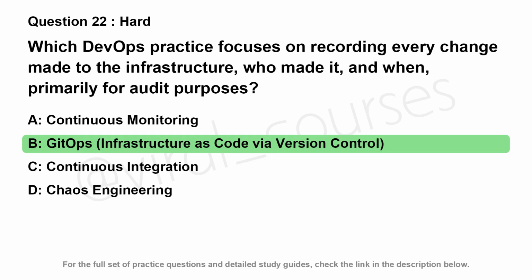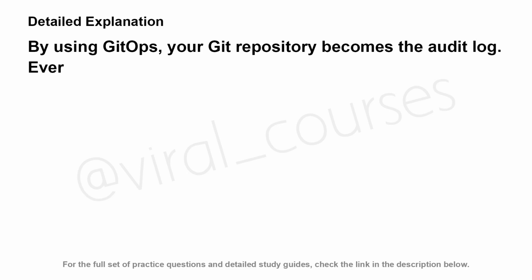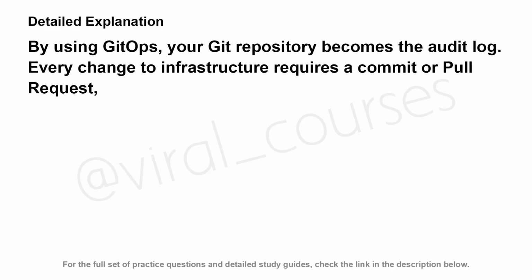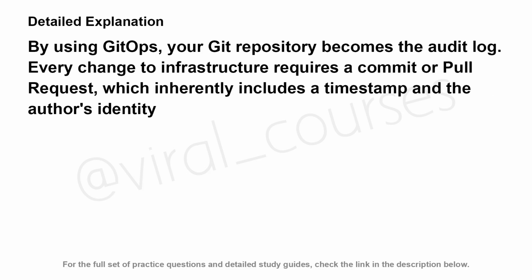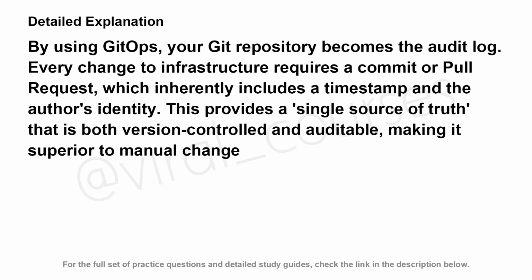The correct answer is B. By using GitOps, your Git repository becomes the audit log. Every change to infrastructure requires a commit or pull request, which inherently includes a timestamp and the author's identity. This provides a single source of truth that is both version controlled and auditable, making it superior to manual changes that might not be recorded.